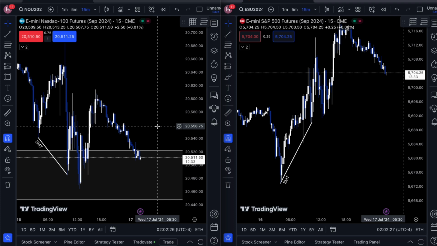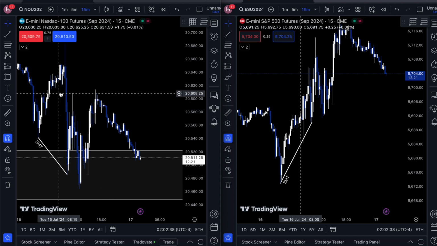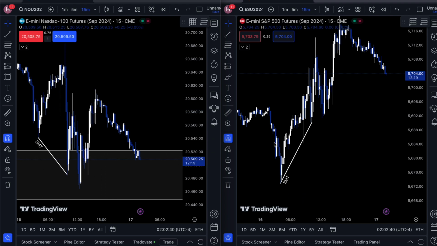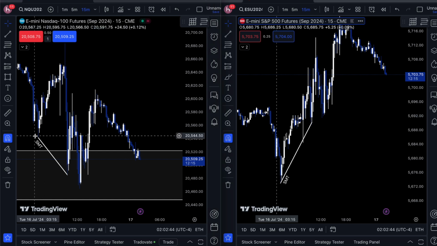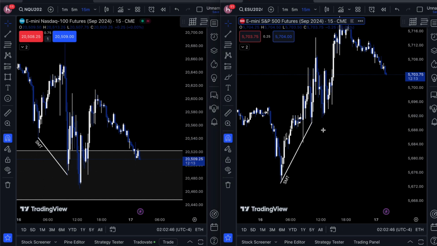So let's take a look at some more examples. Here's an example of an SMT divergence that occurred today on the 15-minute chart. As you can see, NQ came lower, taking this low, where ES came lower but never ended up sweeping this low right here, forming that SMT divergence with NQ and ES.